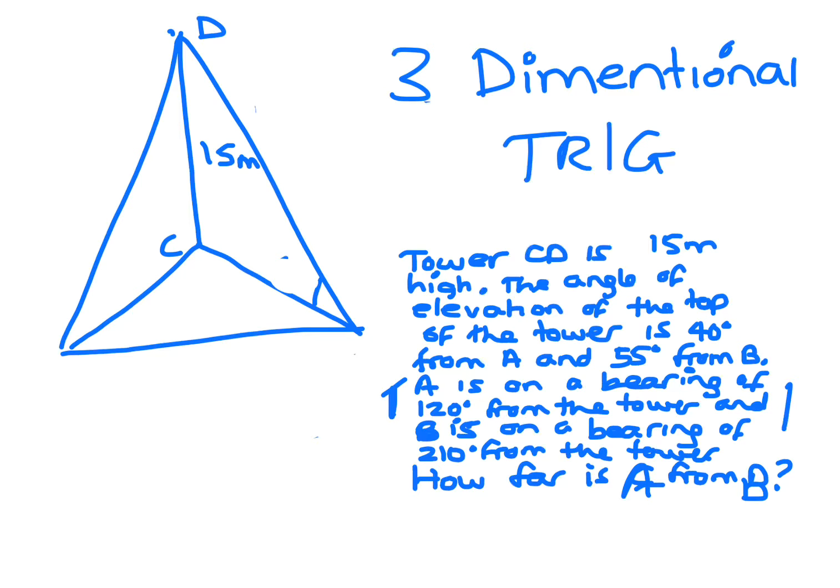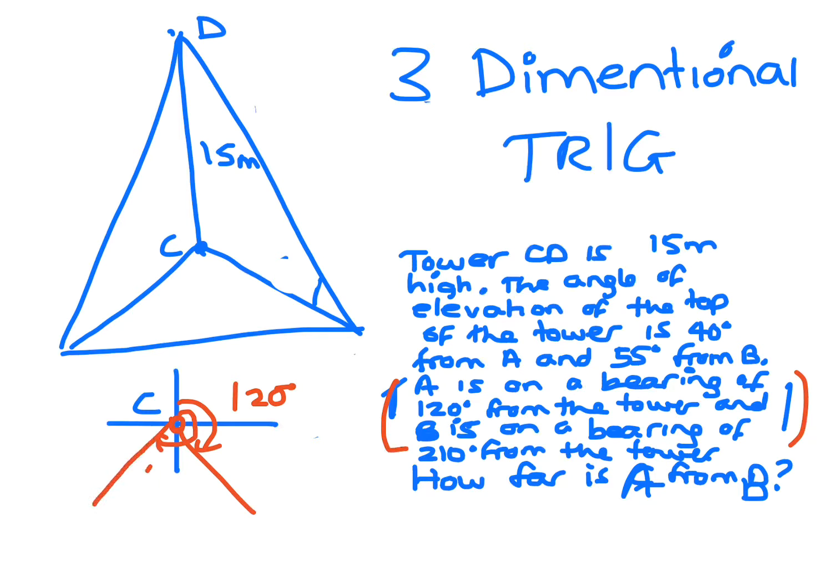So if you make this the tower, I'll make this C at the bottom. I'm just going to do the bearing part, so you need to do that separately. A is on a bearing of 120 degrees from the tower, so 120 is here. And then it says that B is on a bearing of 210 from the tower. So 210 comes all the way around to there.